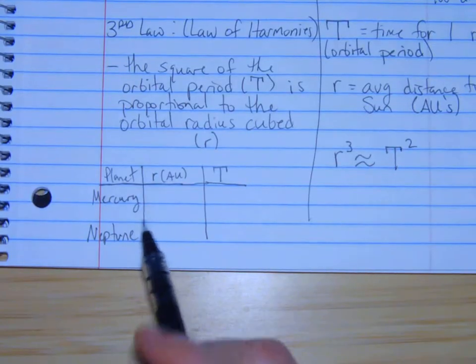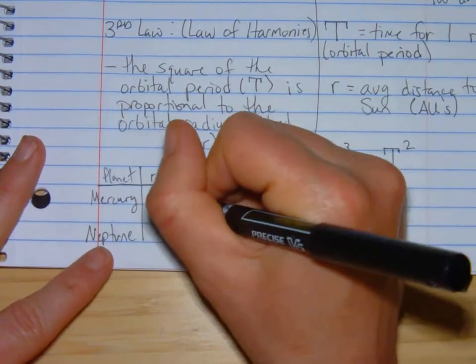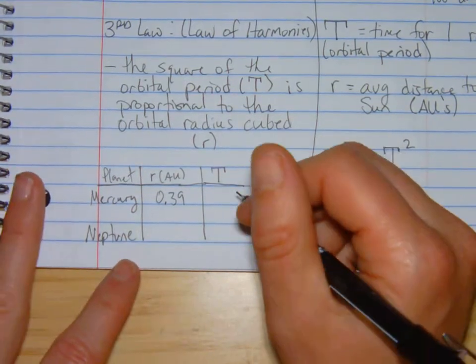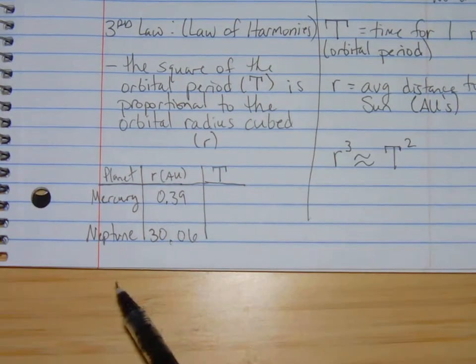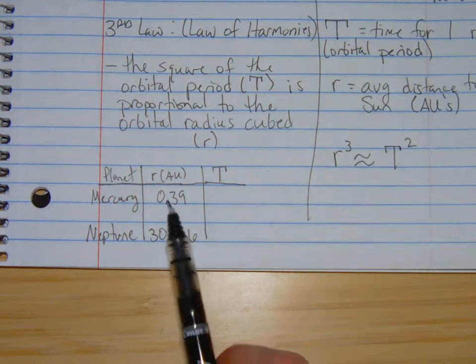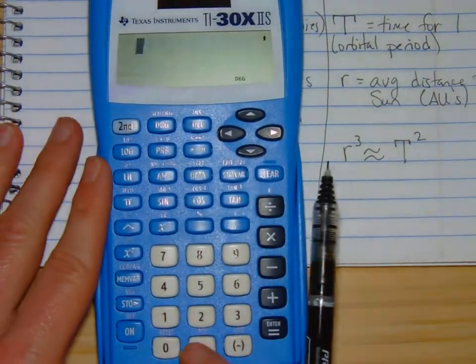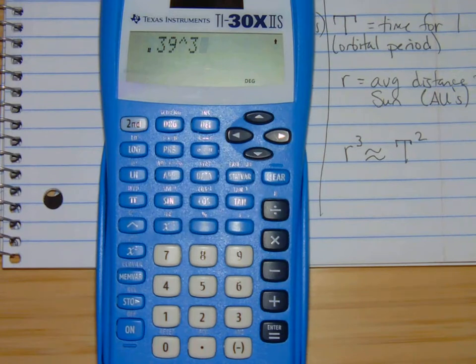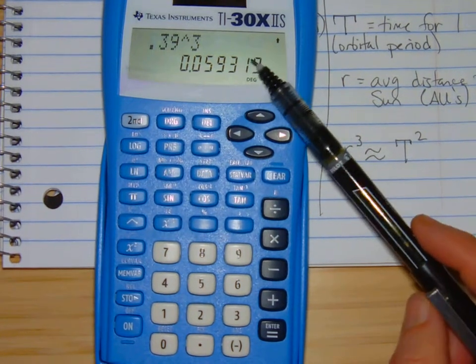So here's how we do this. You'll be given the radius. You will always only solve for the orbital period. So Mercury is 0.39, and Neptune is farther out than us, so it is actually 30 times farther out, 30.06. Okay, so calculator time. First step, cube the radius. So we're going to go, let's turn her on, 0.39 caret 3. That means cubed. So we've been caret 2ing for a long time in here. Now we're going to caret 3 to get the cube.